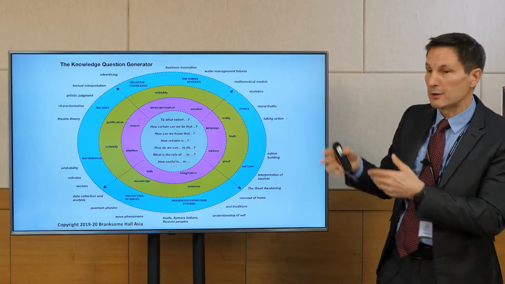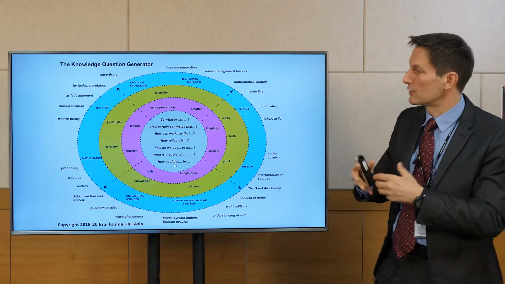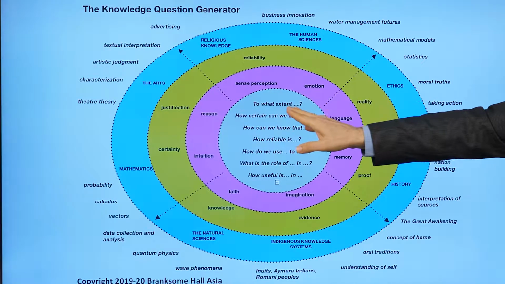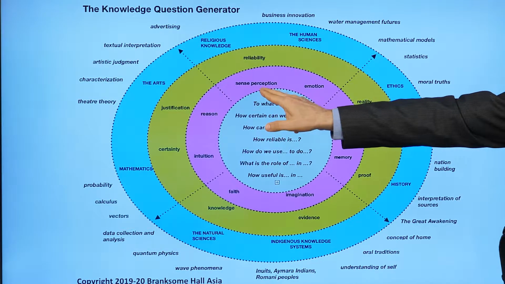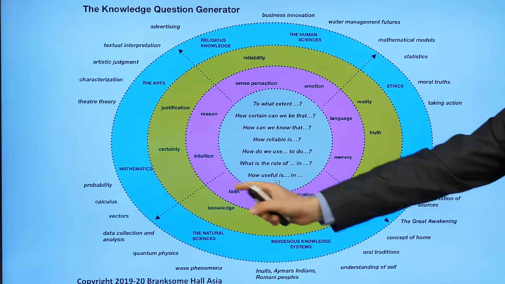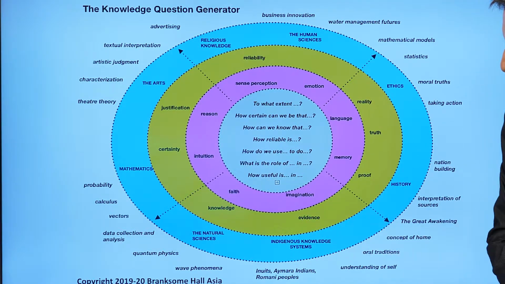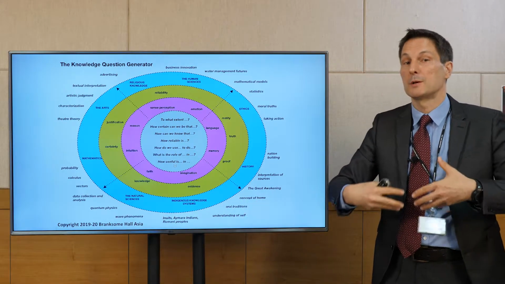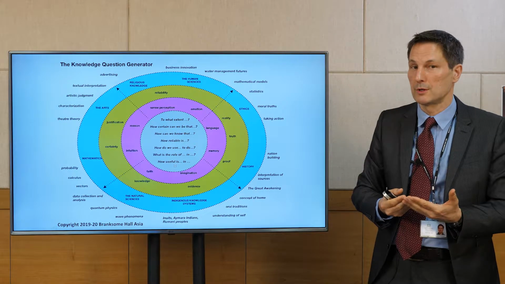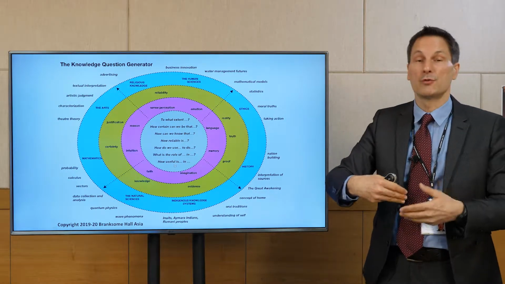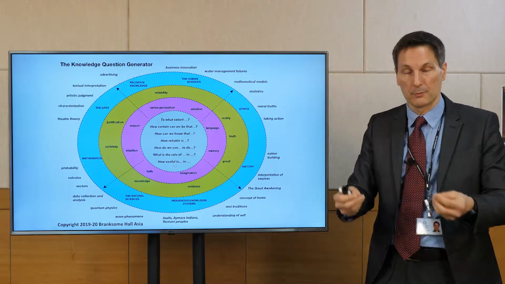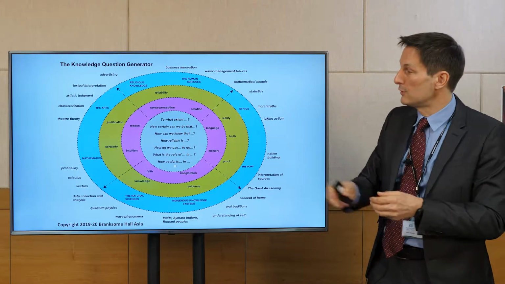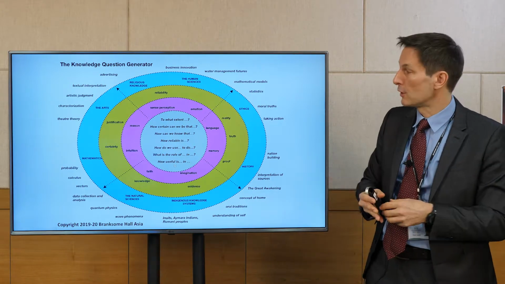So for example, I could look at this and I could try to generate a good knowledge question, and I would say something like, to what extent can sense perception help us to be more certain in the natural sciences? And that's a really good question. So you're asking about the role of sense perception and how that helps us to achieve greater certainty when, for example, we're doing experiments in the natural sciences. Okay? So I've used that diagram to come up with a really good knowledge question.